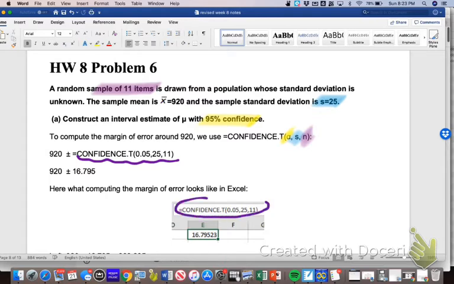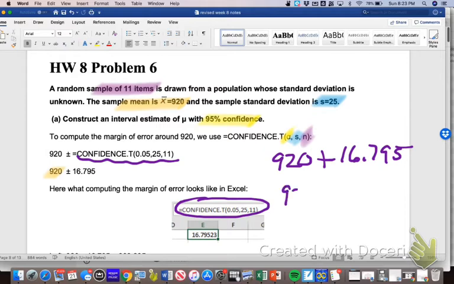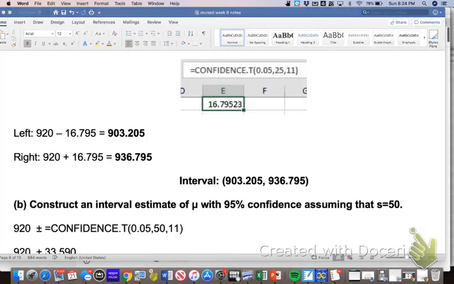So this is what it would look like typing it into Excel to get that confidence interval. So then I need to do what I did last time because I got to get an interval. So I'm taking a range of values. So I'm taking that 920, that sample mean that I was given, and I'm going to add the confidence interval to it. So I'm going to do 920 plus 16.795. And then I'm going to do 920 and subtract 16.795. And that will give me that interval estimate, which I have right here. So that was the lower end of my interval versus the higher end of my interval.